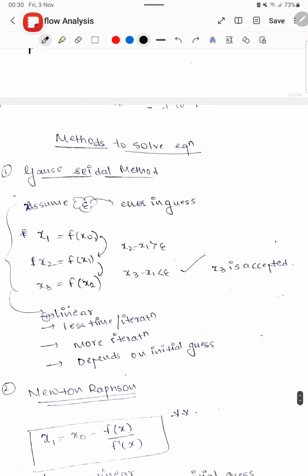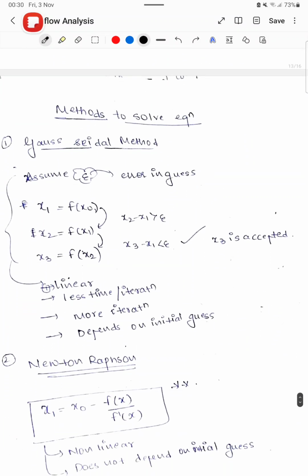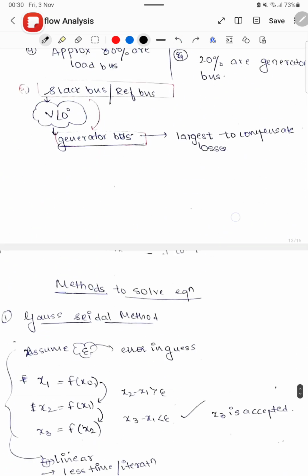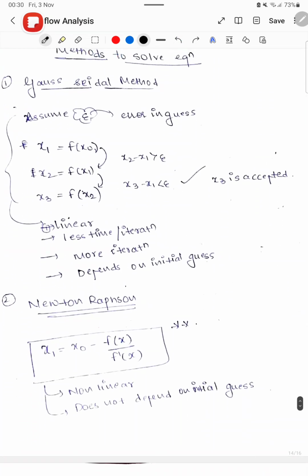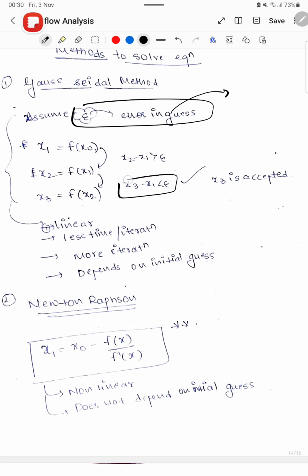Okay, let's get ahead. Now we'll see methods to solve. There are majorly 2 methods we talk about: Gauss-Seidel, and the other one is Newton-Raphson. Gauss-Seidel is very simple. Gauss-Seidel means you assume a certain error. If you get 2 consecutive values within that error, you will accept that particular value.